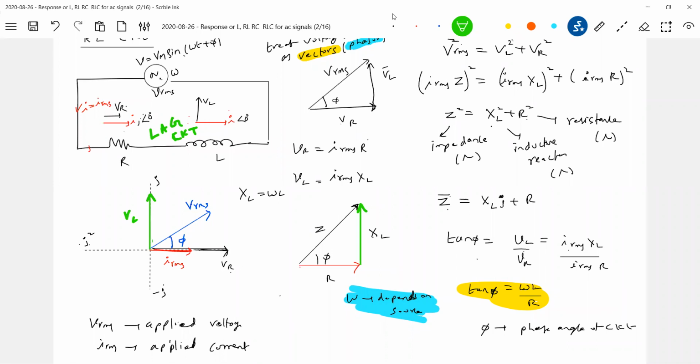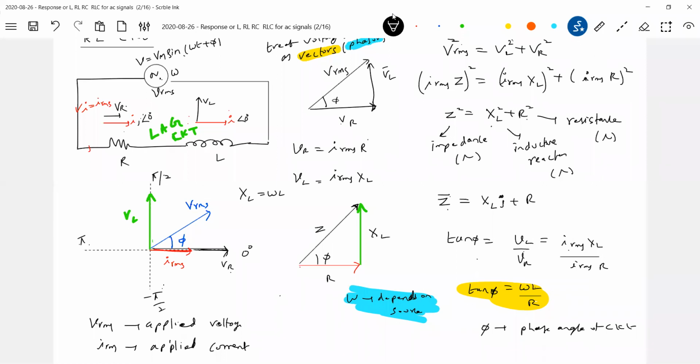So you can look at this one. If VRMS has a phase angle of 30 degrees, what is the IRMS? It has a phase angle of 0 degrees. I'll write those angles: 0, pi by 2, minus pi, this pi. So definitely the current lags the voltage. Therefore this is called a lag circuit.